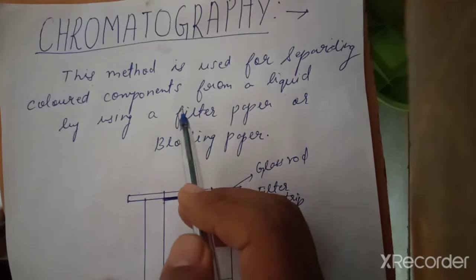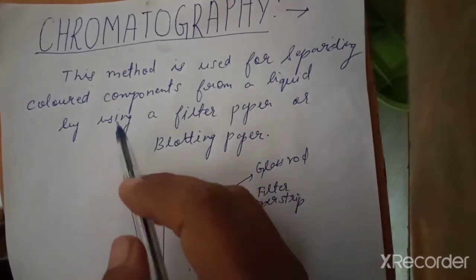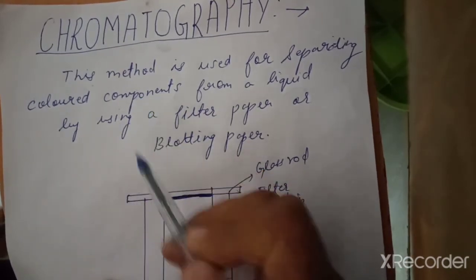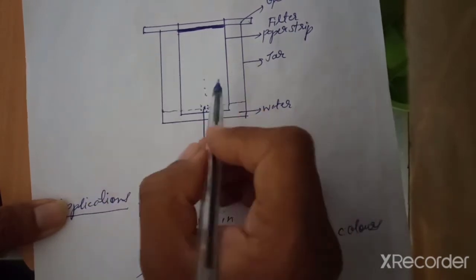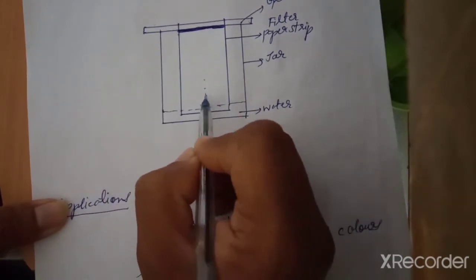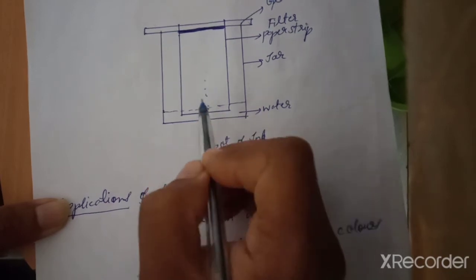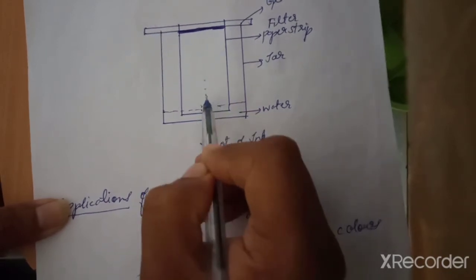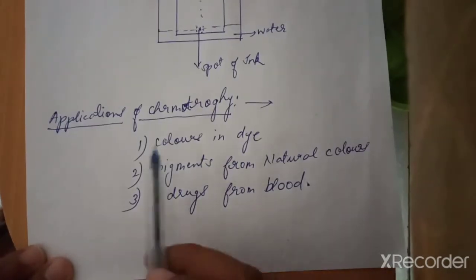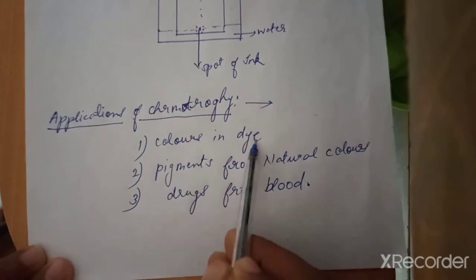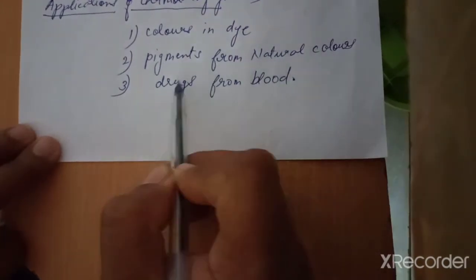And what is the principle behind that? The component which dissolves first will form the first layer, followed by the second, and so on. So the component with the highest solubility will be the first dot, and the component which dissolves later will be at the last. Now, what are the applications of chromatography? To separate the different colors in a dye, different pigments from natural colors, and drugs from blood, we can use the process of chromatography.